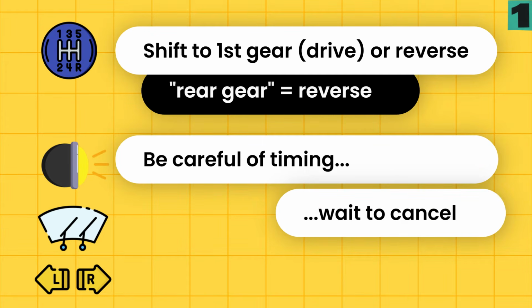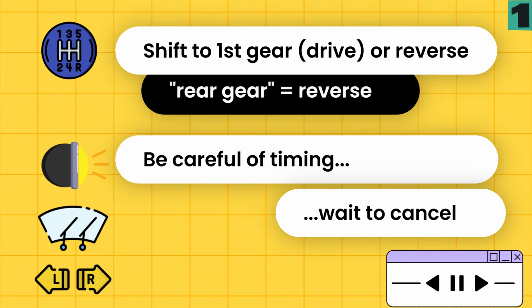It's exactly the same if you have to operate the wipers and headlights. Have a listen. Check the ability to operate wipers. Within the next 5 seconds, operate the wipers. Within the next 5 seconds, turn off the wipers.